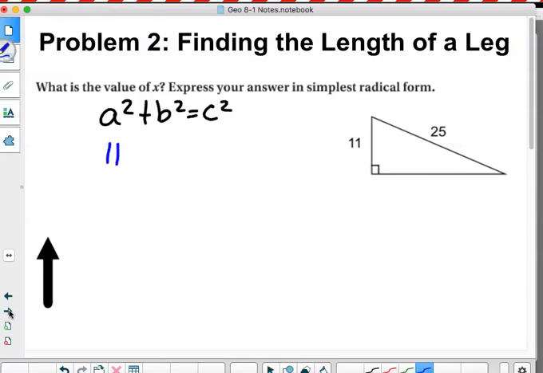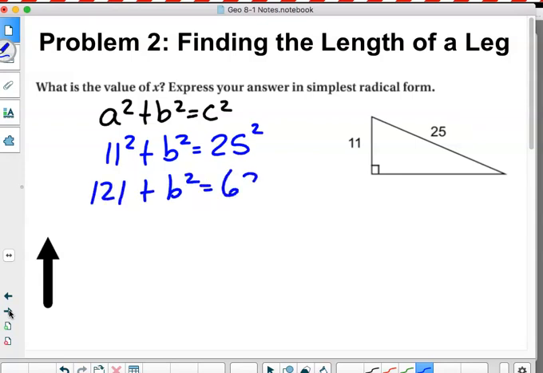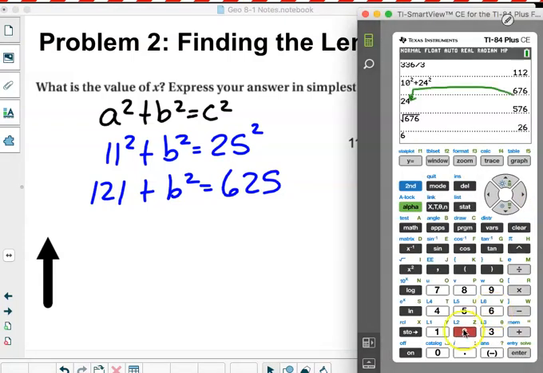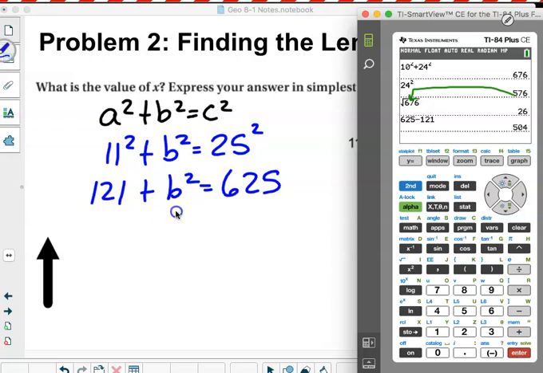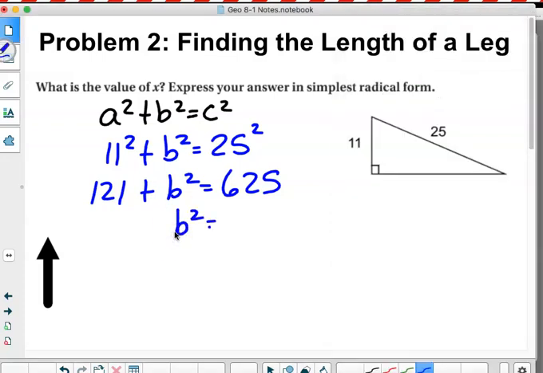So now I'm going to pop these things in. I've got 11 for my A, I've got B squared I'm looking for, and C is 25. Okay, 11 squared is 121. B squared is equal to 625 minus that. So I'm going to take my 625, subtract 121, and I get 504. So right now I'm sitting at B squared is equal to 504.